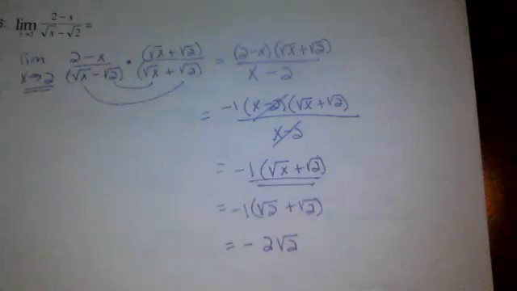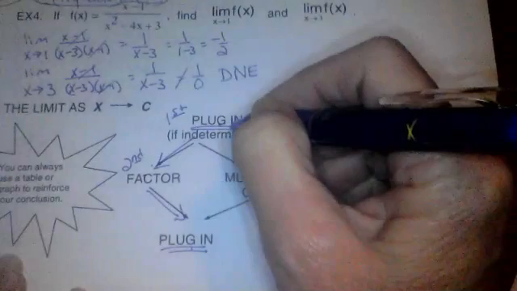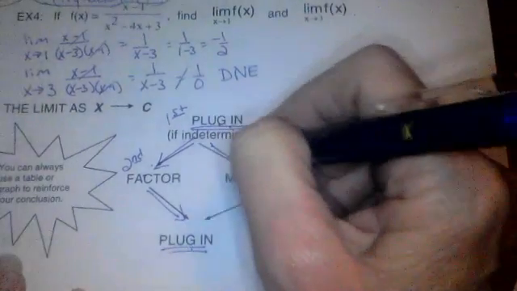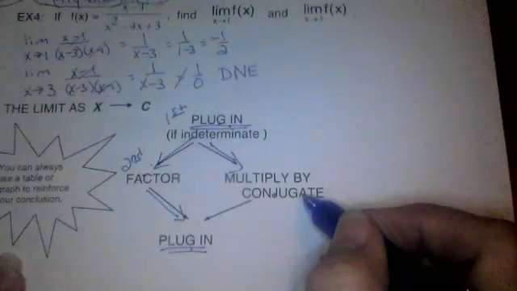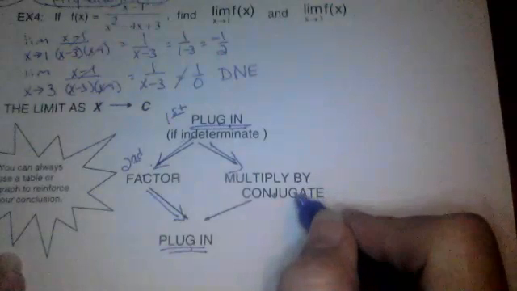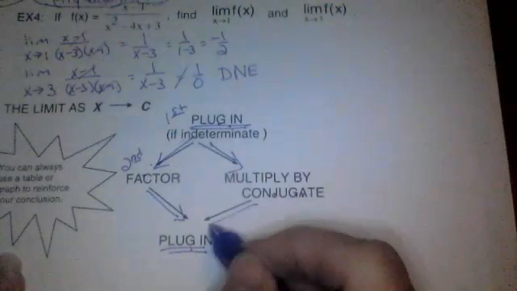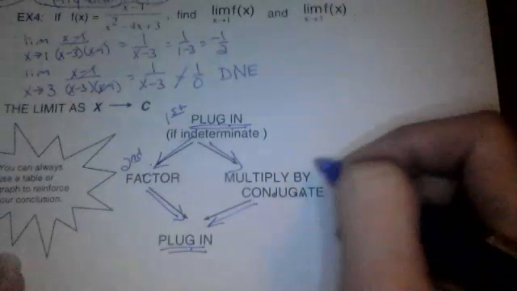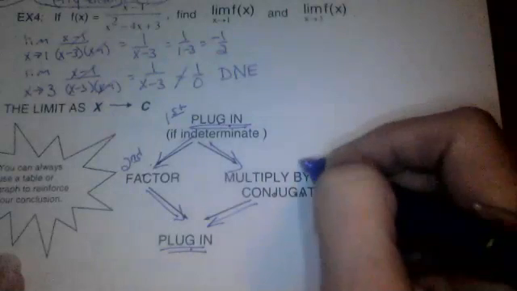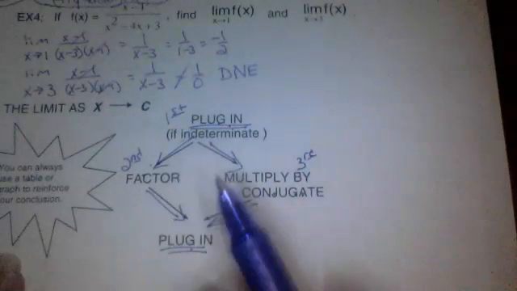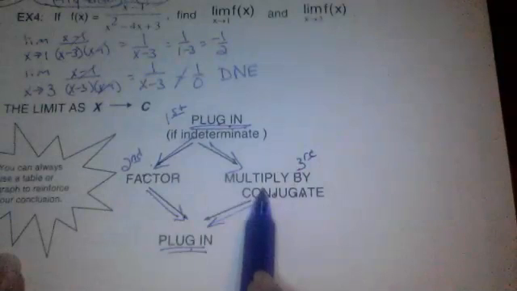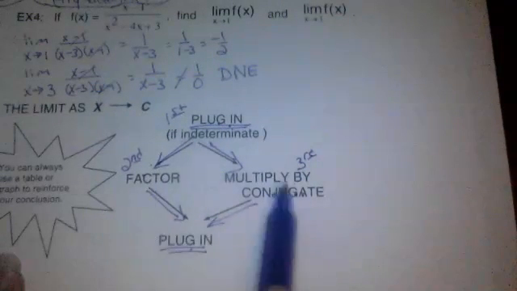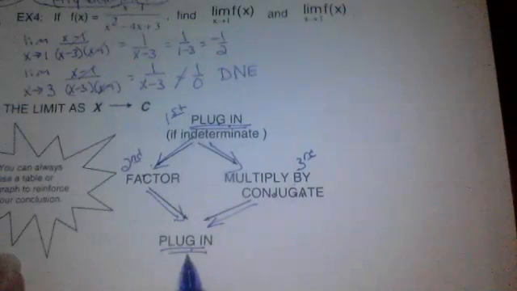All right, so just to recap, back over here in this little chart, now we've done this side. We tried plugging in, it didn't work. So when it's got roots in it, you might want to multiply by the conjugate. After you've multiplied by the conjugate and reduced it down, then go back and try plugging in again. So this would be your second step or third step, however you want to look at it, depending on the kind of problem. So this is always first, then try one of these, whichever one applies, and then go back and plug in.